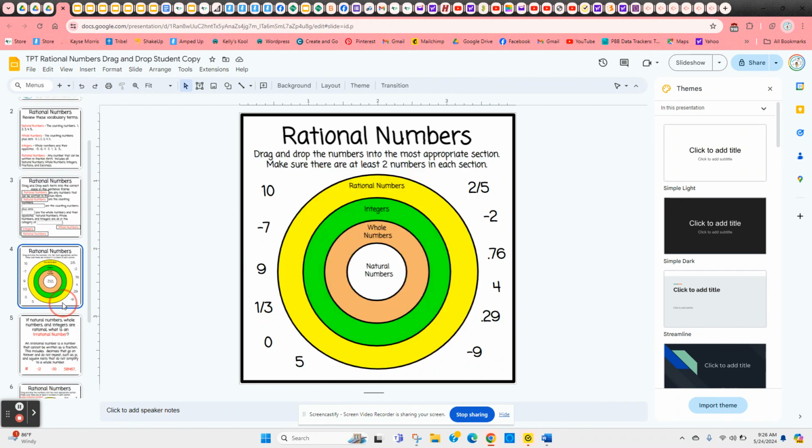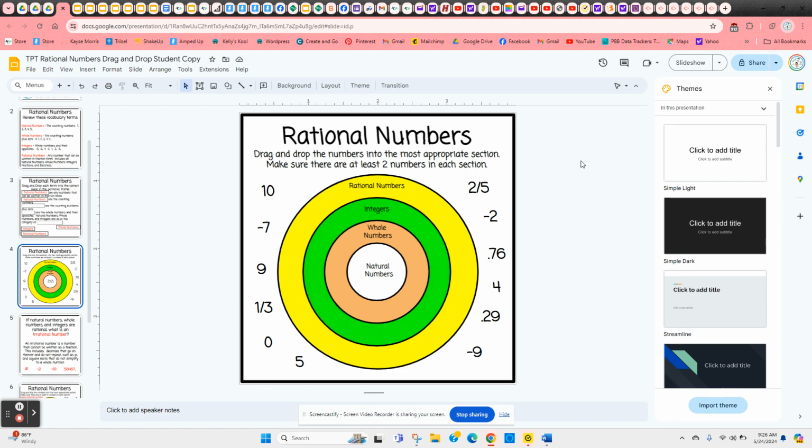Now they're given a graphic organizer, so they're going to move these numbers into the correct place. And they can see how these relate to each other. The natural numbers are also going to be whole numbers, they're also going to be integers, and they're all rational numbers. Whole numbers are integers, and they're also rational numbers. Integers are rational numbers, and then this includes everything.